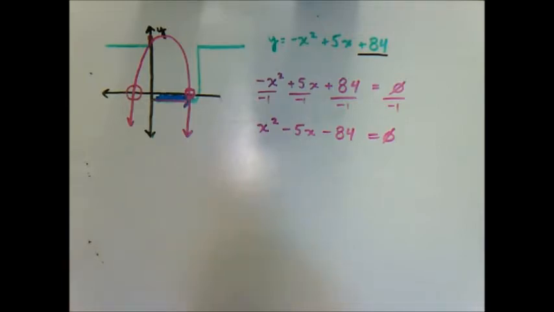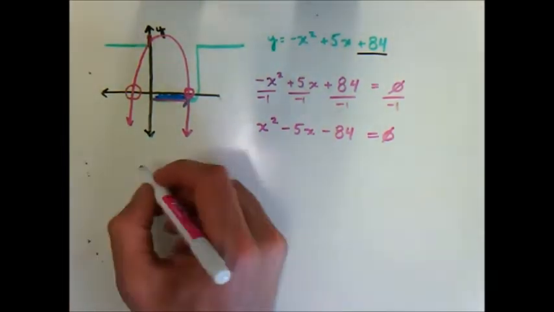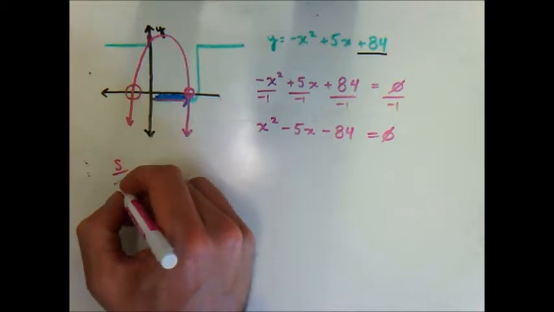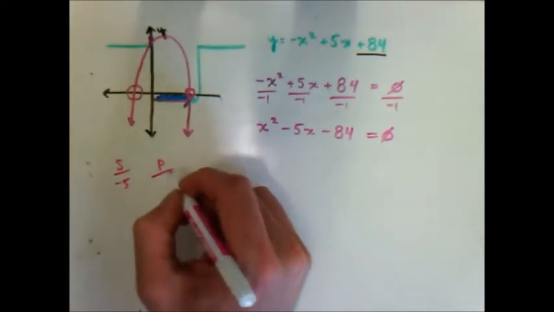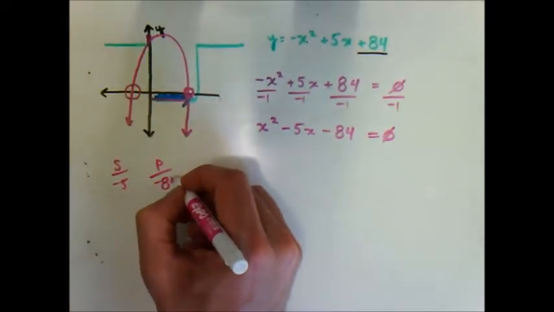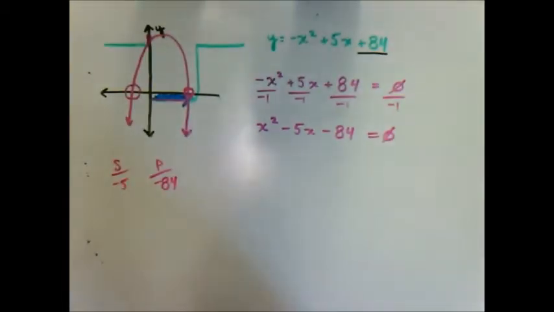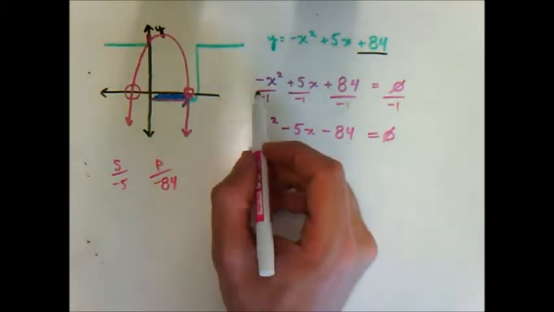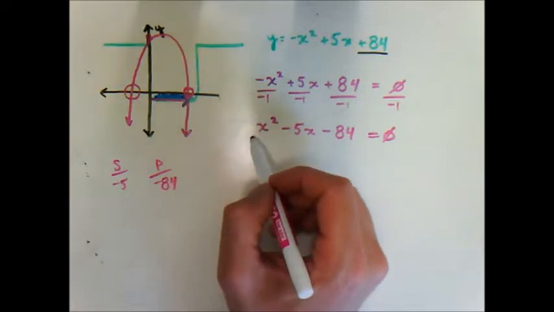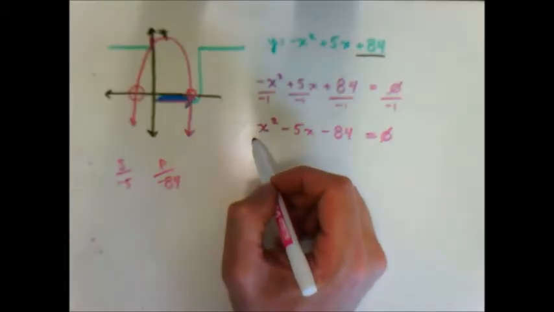And now we can use our factoring skills. We're looking for 2 numbers that have a product of negative 84 and that have a sum of negative 5. So we've got sum and product I can do over here. Sum of negative 5, product of negative 84. Why did you switch the signs? Because I want my coefficient a to be positive. Yeah.